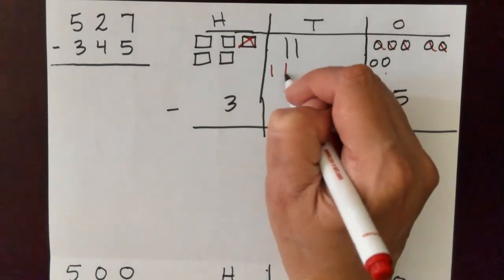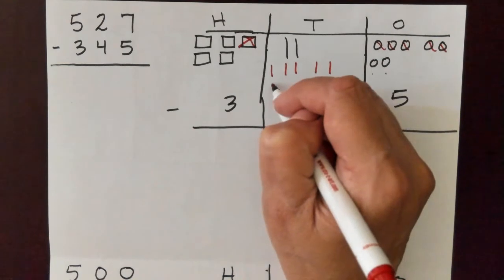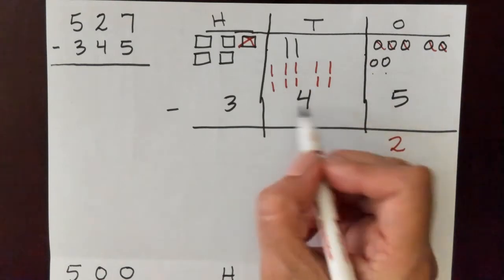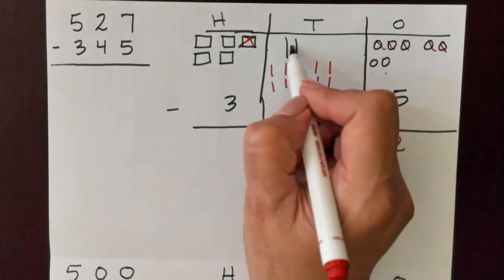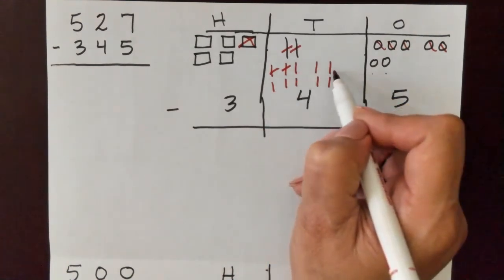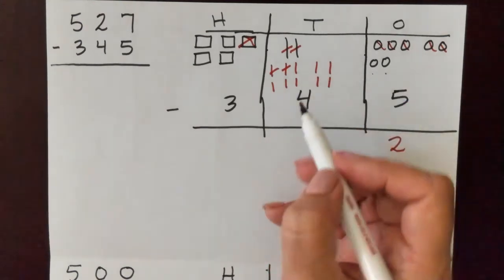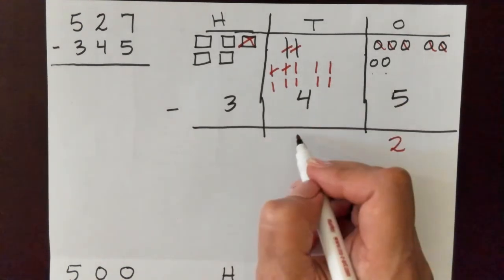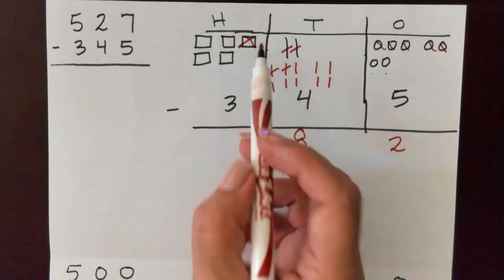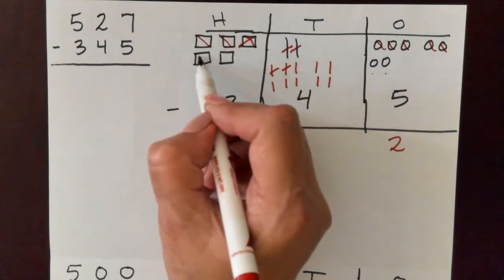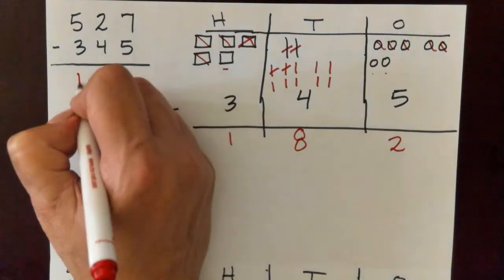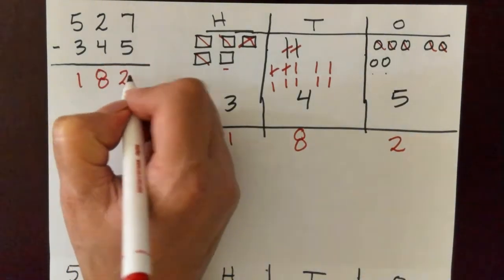So we go 1, 2, 3, 4, 5, 6, 7, 8, 9, 10. So now we have enough to take away 4. Let's do that: 1, 2, 3, 4. And what are we left with? Let me see: 1, 2, 3, 4, 5, 6, 7, 8. We're left with 8. 5 plus 3 is 8. And here, we already took that away, so we can't count that. We take 1, 2, 3, and we're left with 1. So our answer is 182, and we'll double check that later.